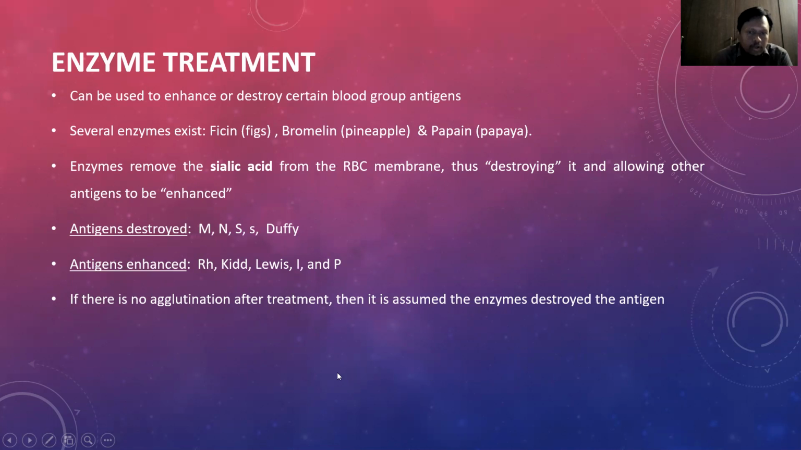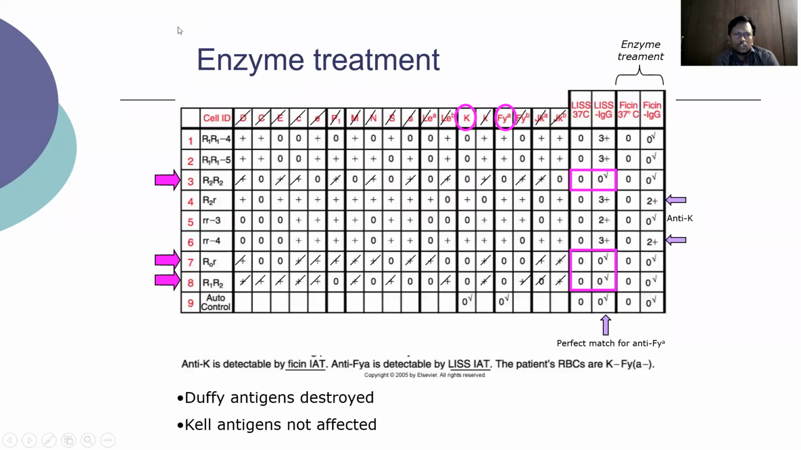If there is no agglutination after treatment, then we can assume that the enzymes have destroyed the antigen and hence the reaction is absent. In this example, they have done a reaction with the cells, and almost all the cells except cell panel 3, 7, and 8 give a strong reaction. If we compare with the matching pattern, only Duffy A matches. But the capital K also cannot be ruled out.